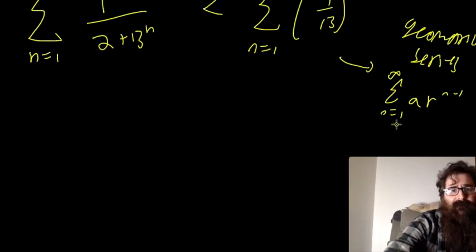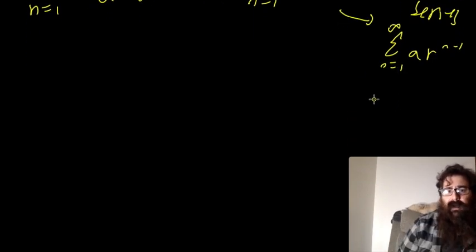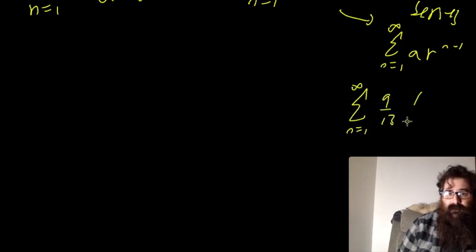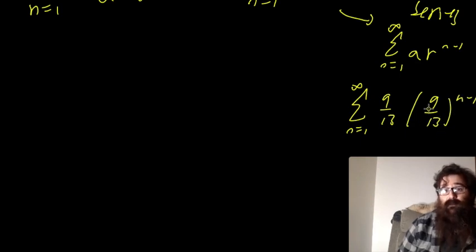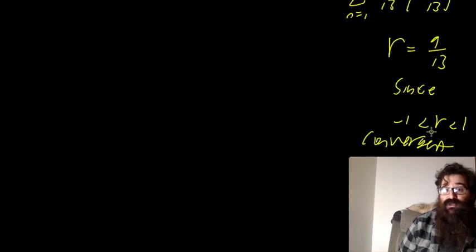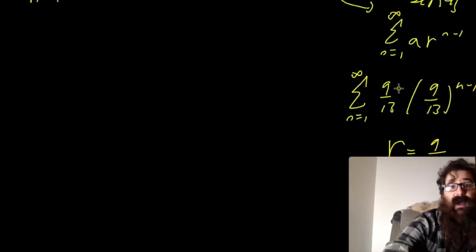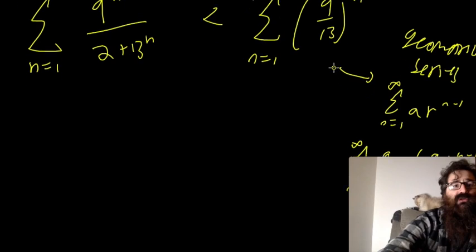So if I really wanted to modify this perfectly, I would actually bring out a 9 over 13 and say, okay, this is really 9 over 13 times 9 over 13 to the n minus 1. We see a is 9 over 13, r is 9 over 13, but it's really just the value for r that we're looking at. And we'd say, since this is a proper fraction, since r is between -1 and 1, this is a convergent geometric series. So I have a convergent geometric series.